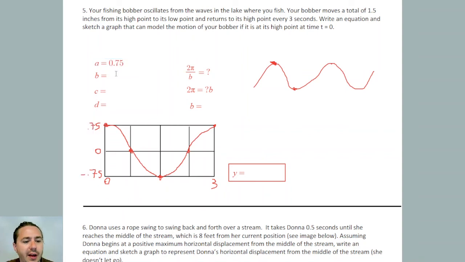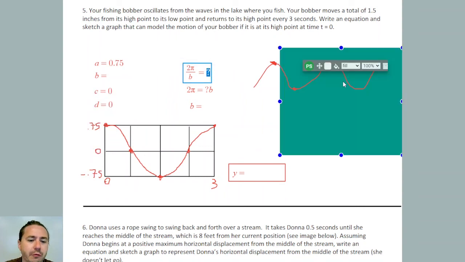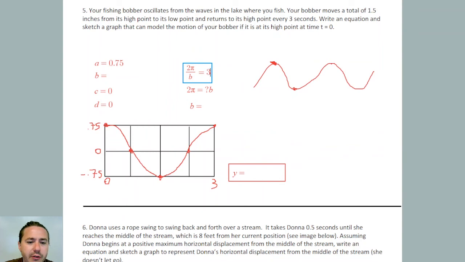And the reason why it's positive is because we're starting at a maximum. We've got no phase shift. Like I said before, I don't think there are any here that have a phase shift. And then our vertical shift is also 0. Let's calculate the B value. 2 pi over B, which is our period, is equal to 3. So we multiply that over, and we get 3B equals 2 pi. And then divide by the 3, so we get 2 pi over 3 is our B value.